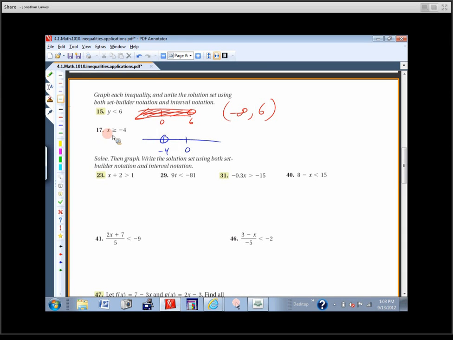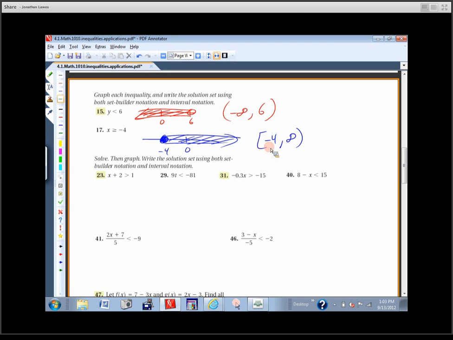And then for this one, x is, again, reading from the variable, x is greater than or equal to negative 4. Equal to means I fill it in. Greater than means I shade to the right. So the graph would look like this. And then interval notation would be from negative 4 to infinity. That's where I start and that's where I stop. And then this would be square.